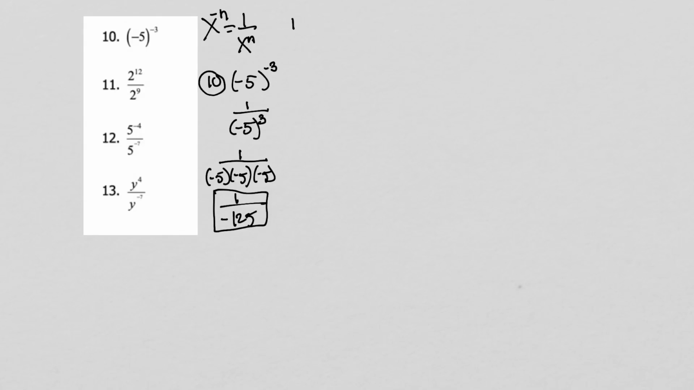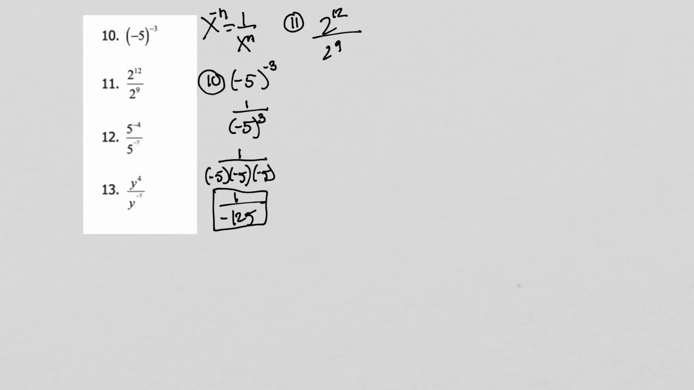And in number 11, we have 2 to the 12th divided by 2 to the 9th. Now this is a division. We're going to use our quotient rule for this one. So we're going to write this as, here's the quotient rule. If you have x to the n over x to the m, a division, you subtract the exponents. So it's x to the n minus m.